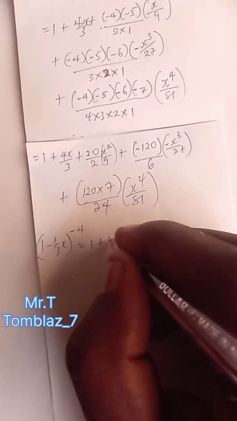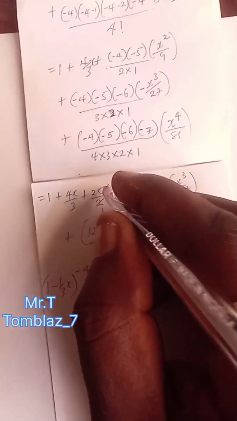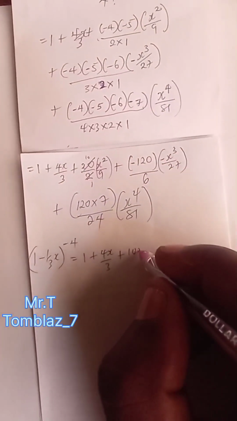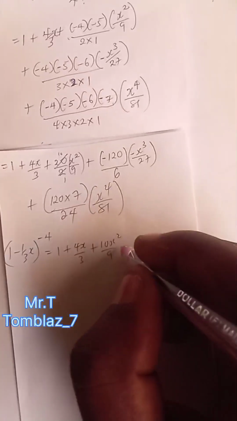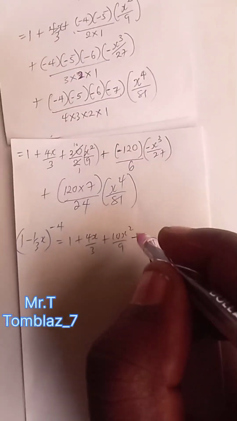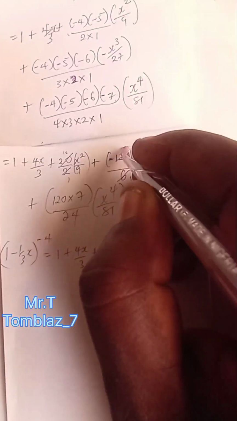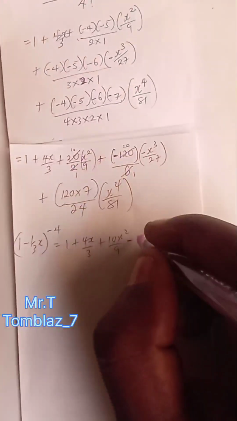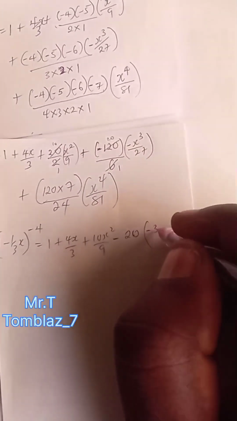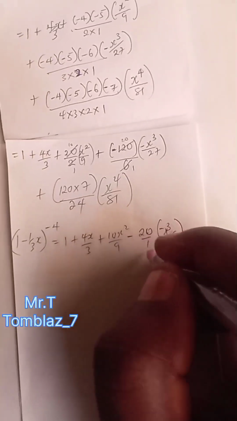1 plus 4x all over 3 plus 2 here is 1 and 2 here is 10. So we have 10x squared over 9. Then minus times plus is going to give you minus. Then here we're going to be having 6 here is 1 and 6 here is 20. So we have 20, right? And then we have minus x cubed divided by 27. This can be over 1.